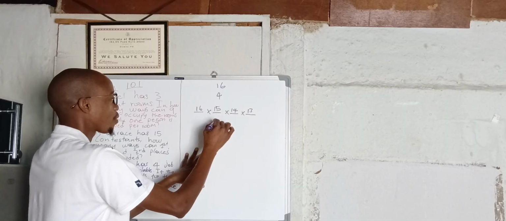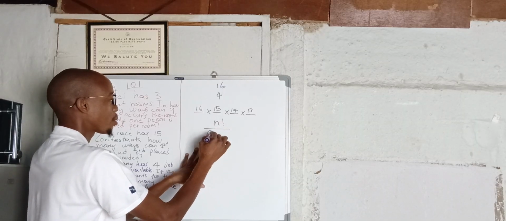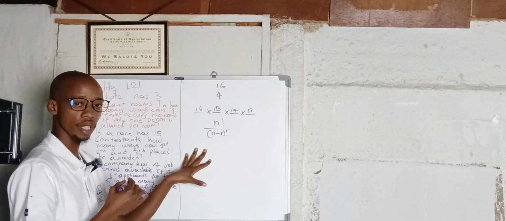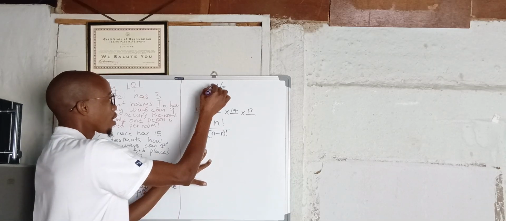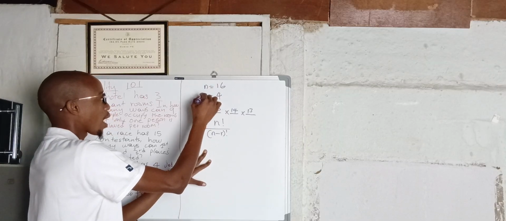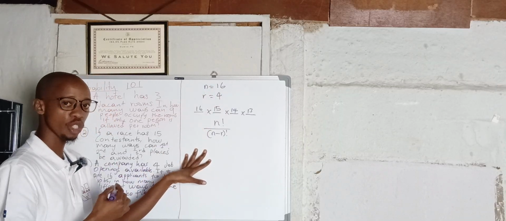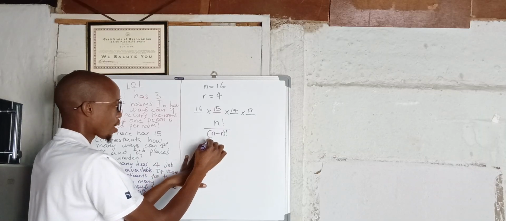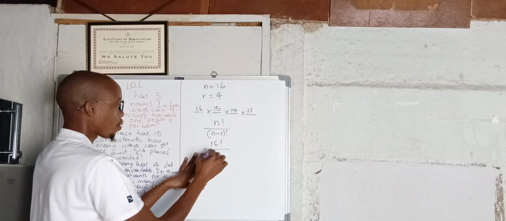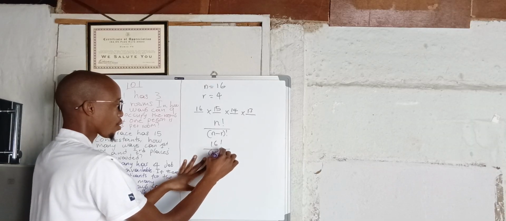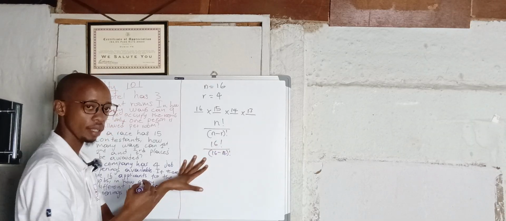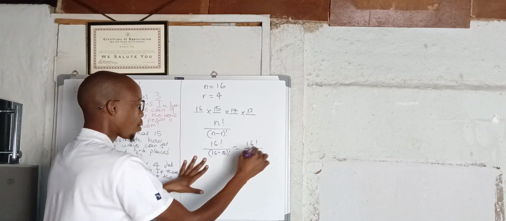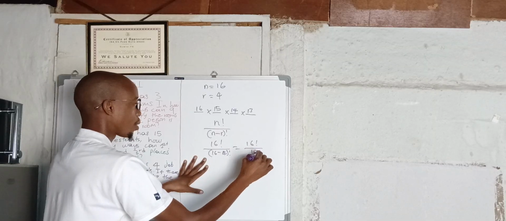So in method number 2, the formula goes n factorial divided by n minus r factorial. And then what is our n? It is the number of people. And then r is the positions or the job opportunities that are available. So let's put n as 16, 16 factorial all over 16 minus 4 factorial. We simplify it, we'll be having 16 factorial all over 12 factorial.